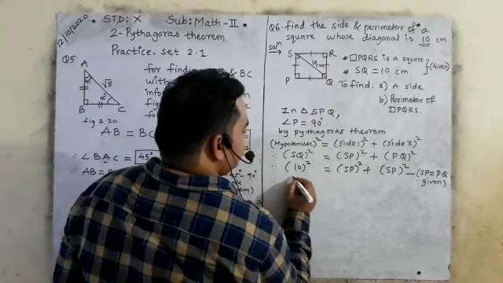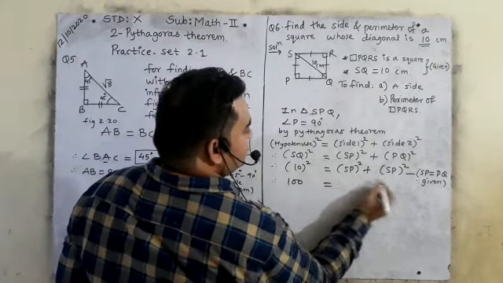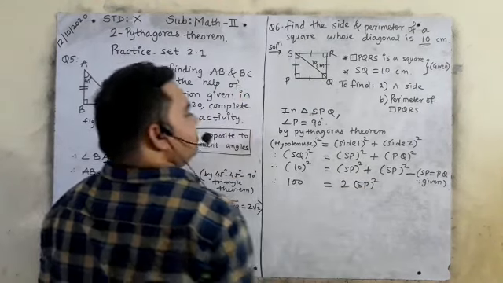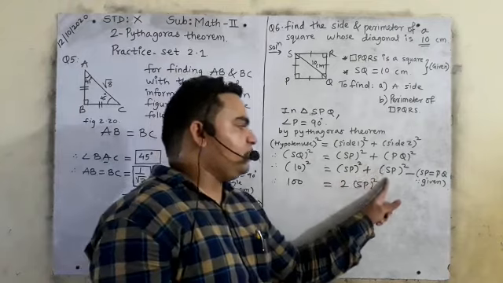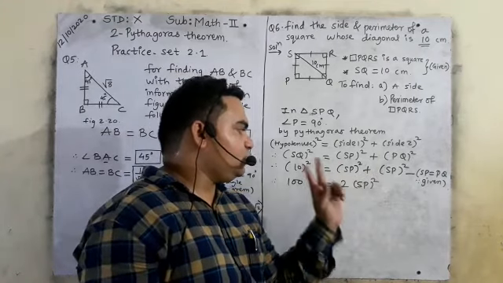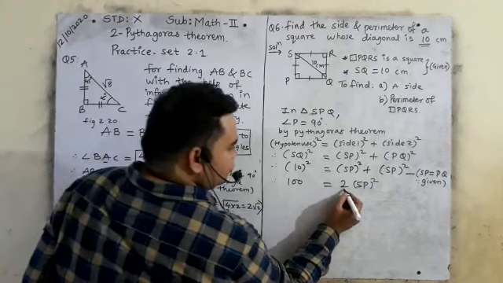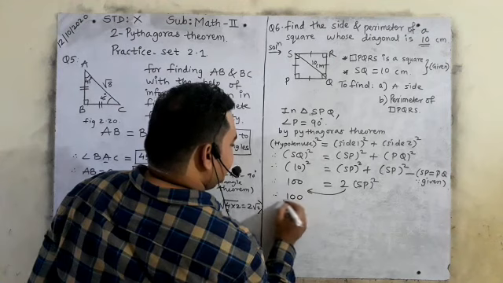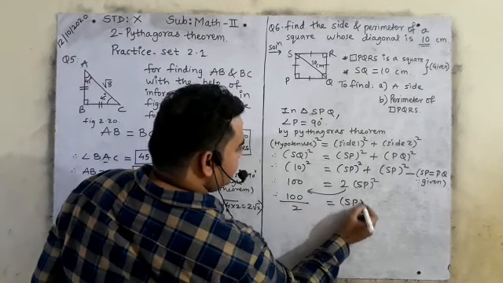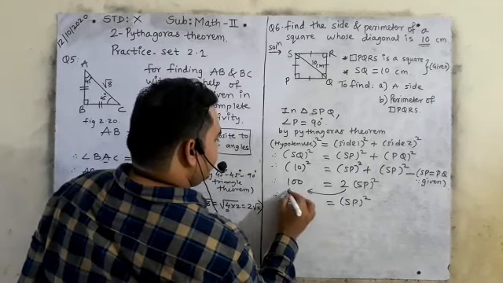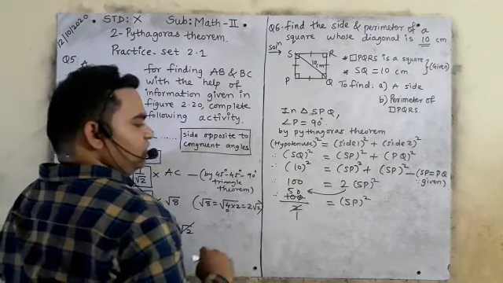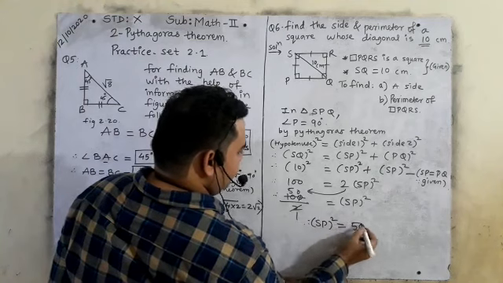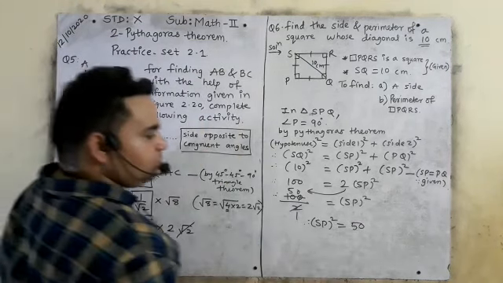Now I can see here the square of 10 is 100. This 1 SP square and 1 SP square, total 2 SP square. Is it clear? Like terms, 1 and 1, 2 SP square. 2 SP means multiplication, right? This 2 will come over here and divide the 100. 2 ones are 2, 2 fives are 10, 2 zeros are 0. So therefore SP square is equal to 50.